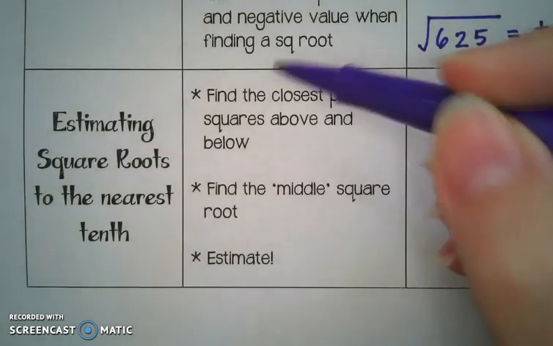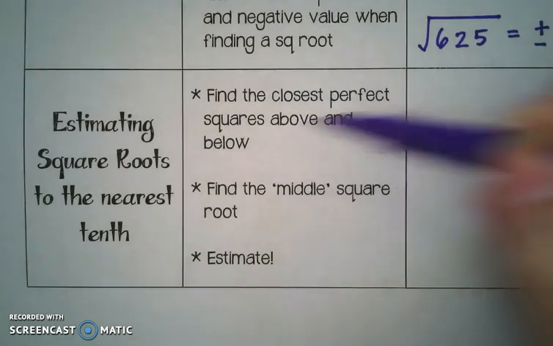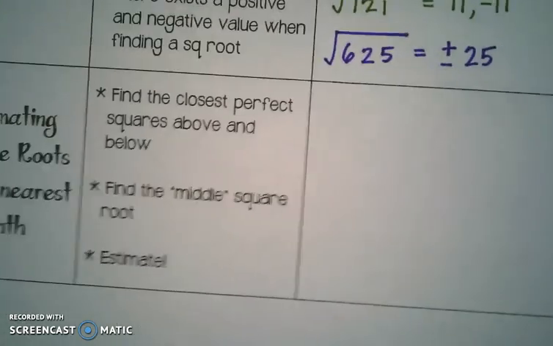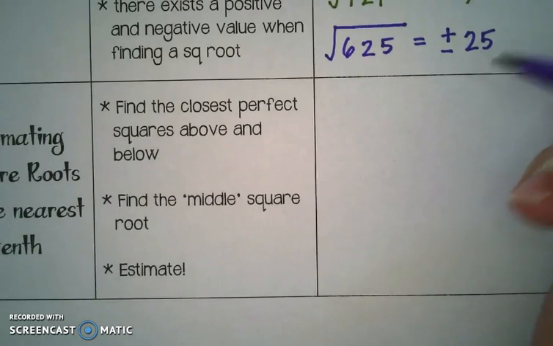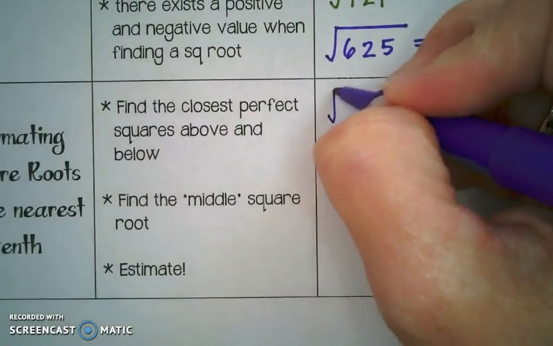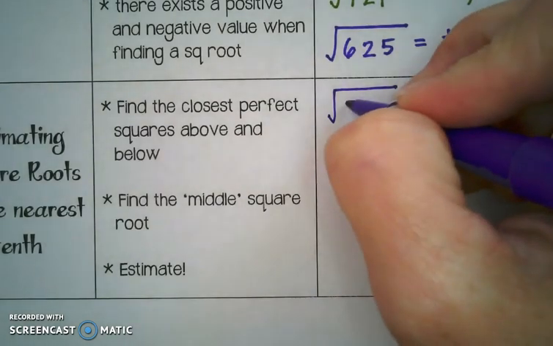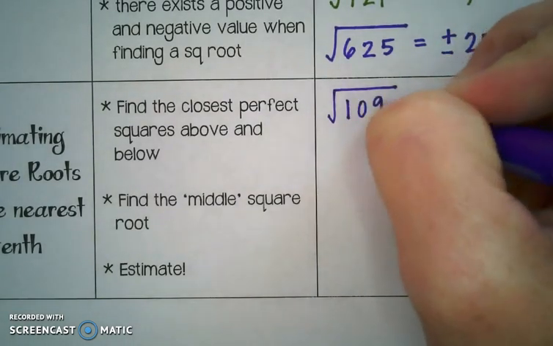All right, what we're doing is first we need to find the closest perfect squares on either side, so the one above and the one below. And then we're going to find the middle, which hopefully you remember I showed you an easy way to find the middle of two square roots, and then you're going to estimate from there. So let's say that we had, oops, sorry, I keep turning the page. Let's say that we had, let's do the square root of 109.